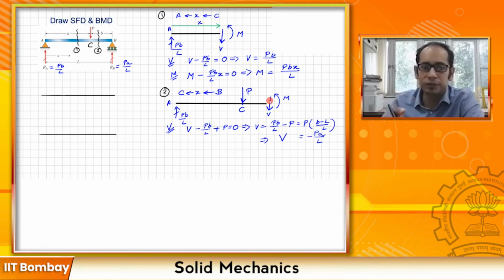If you're getting a positive V, it means that yes, V is indeed acting there in the positive downward way, as you have marked, right? Or if it is negative, then it tells you that no, at that point V acts in the opposite direction. But it's fine, as long as we are marking it properly in the diagram, it should be okay, right?